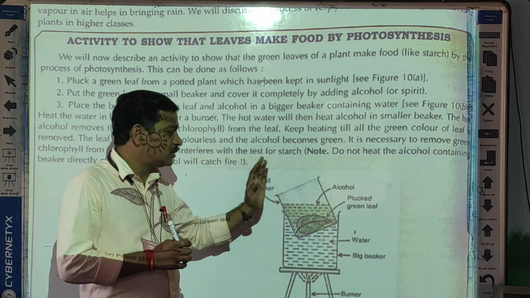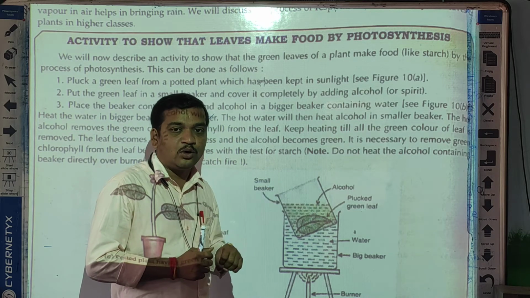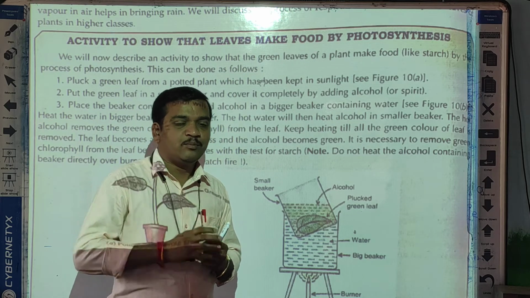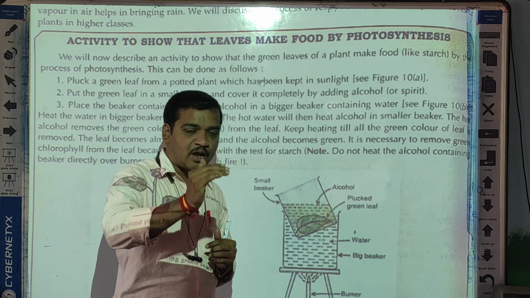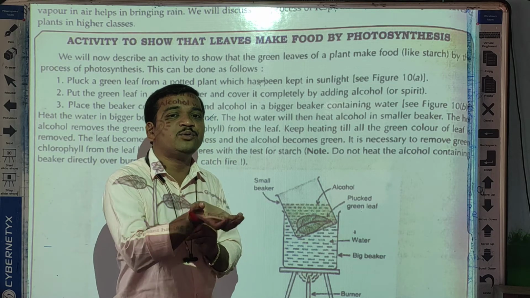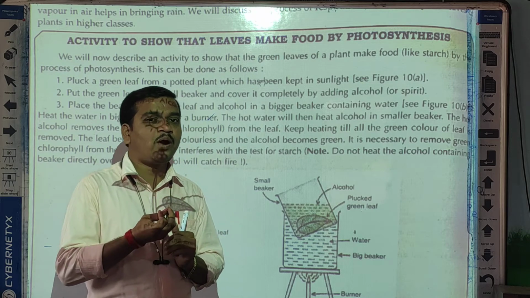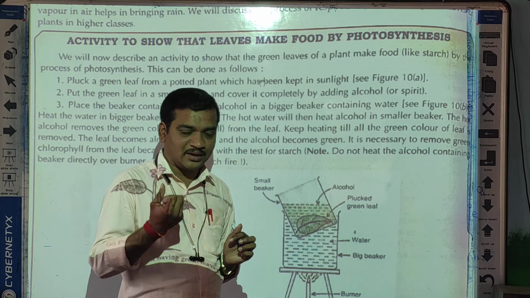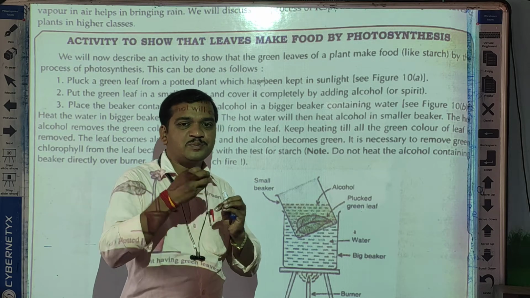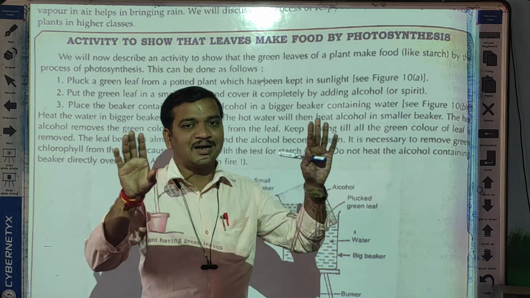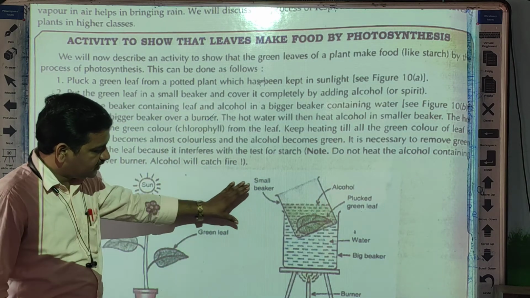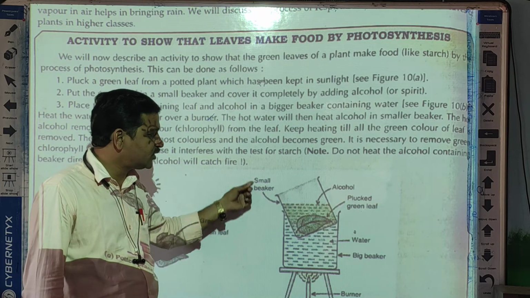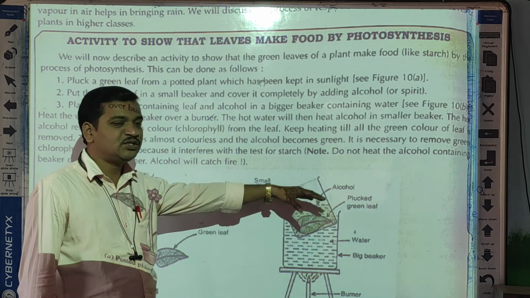Why did we add this green color leaf in alcohol? To remove the green color, because when we put the green leaf in alcohol, then we have to give heat to that solution. So after heating, what happened? The alcohol absorbed all the green color, or we can say the green color is lost by the leaf, and the leaf will become colorless. As you can see in this picture, you can take one small beaker which contains the alcohol and put the green color leaf which you plucked.